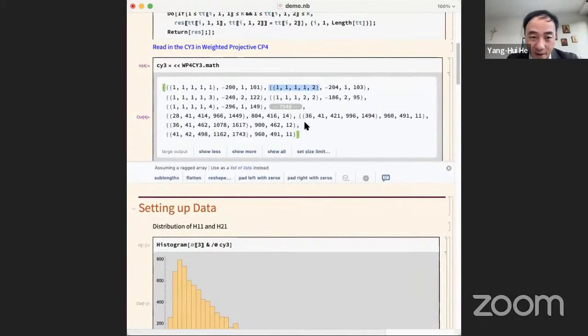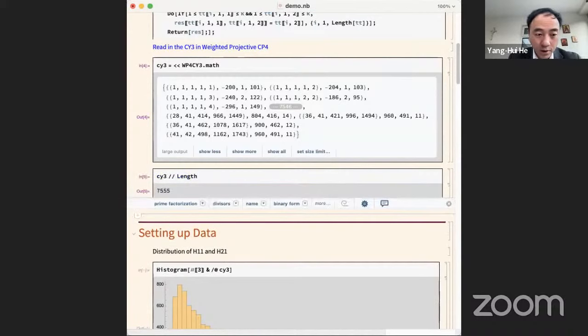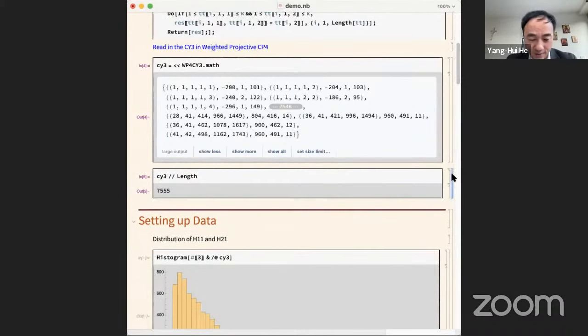So this was classified by Candelas, Lynker, Schimmrigk, and friends. And it comes down to about, as I said, 7,555 cases, right? So this is a very simple structure.